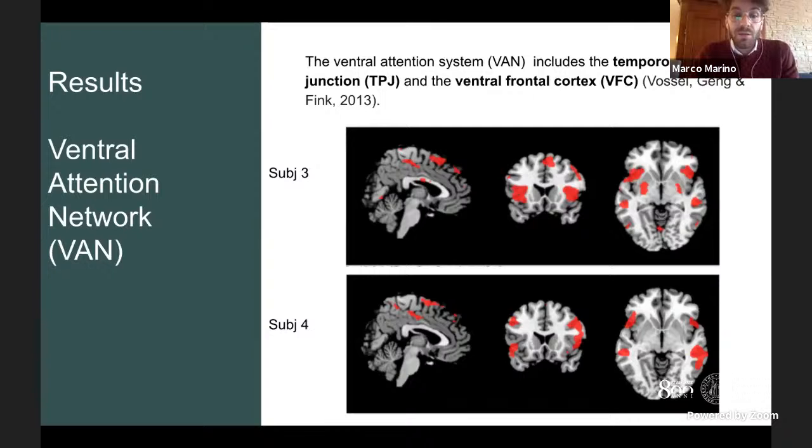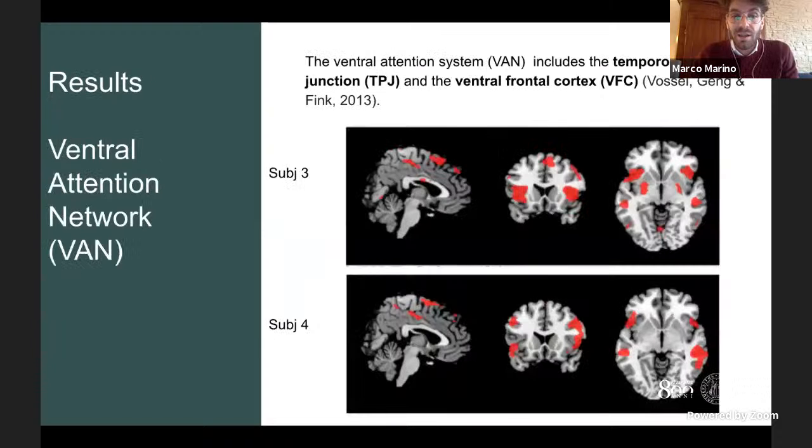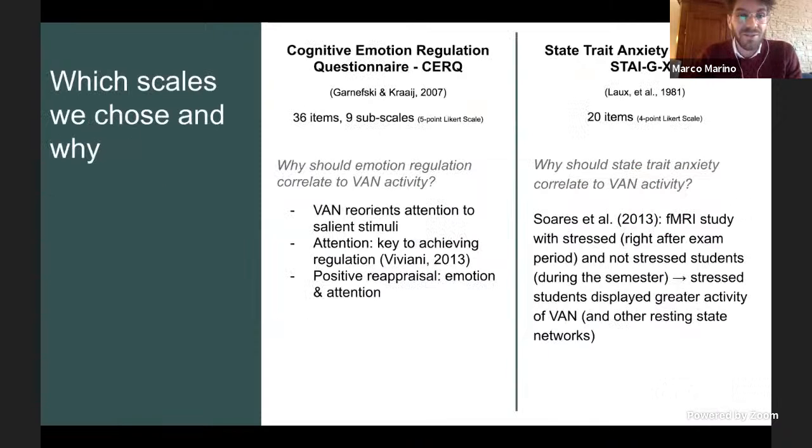Once we got this information about the correlation, the interaction between the brain and the heart, we decided to check also for possible behavioral correlates. And for this, I would ask the help of Elisa, who can continue with the presentation here.